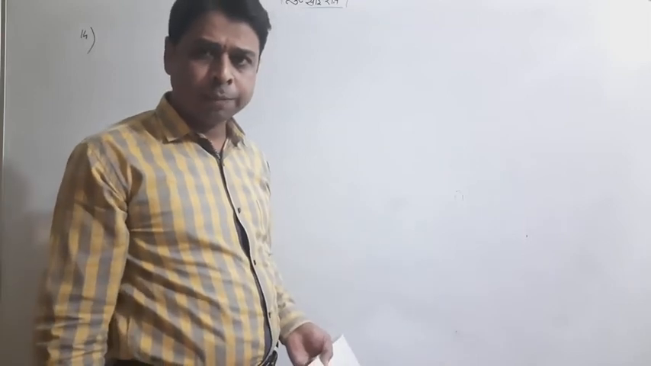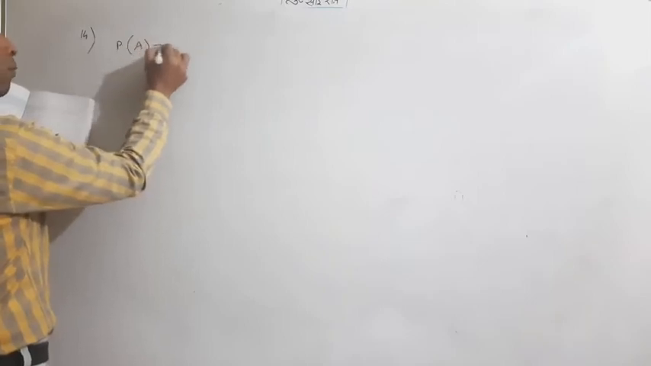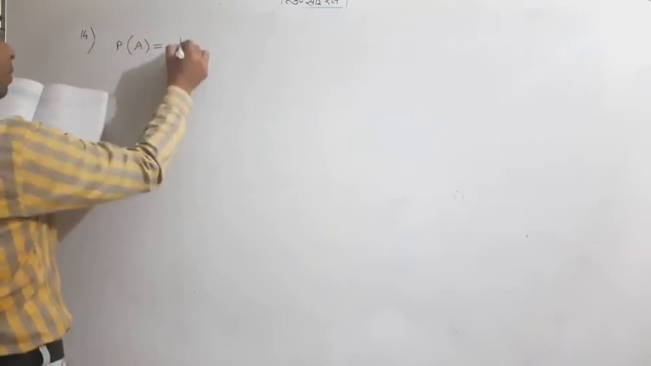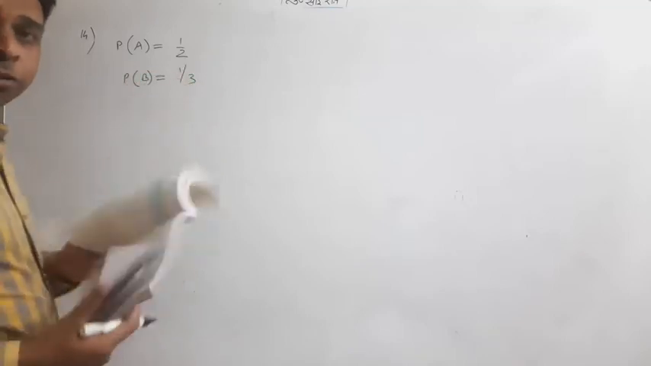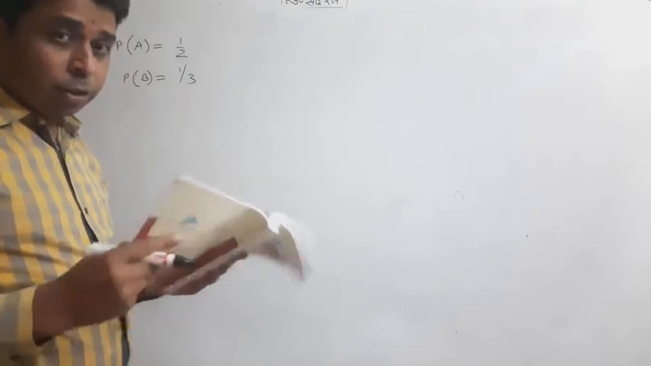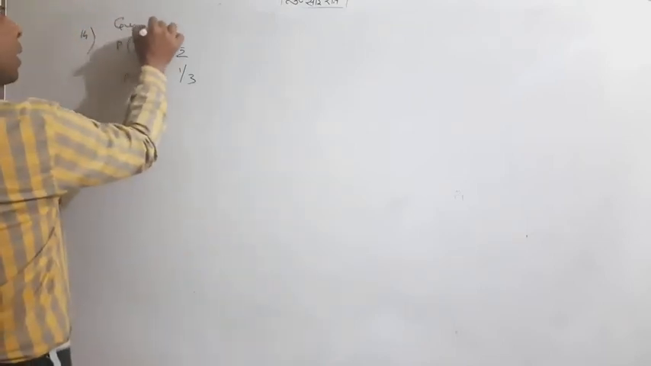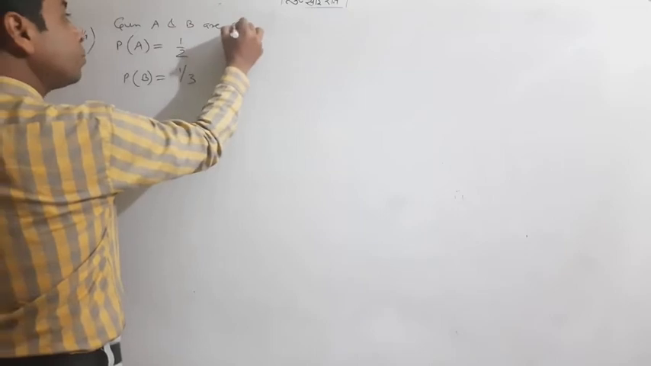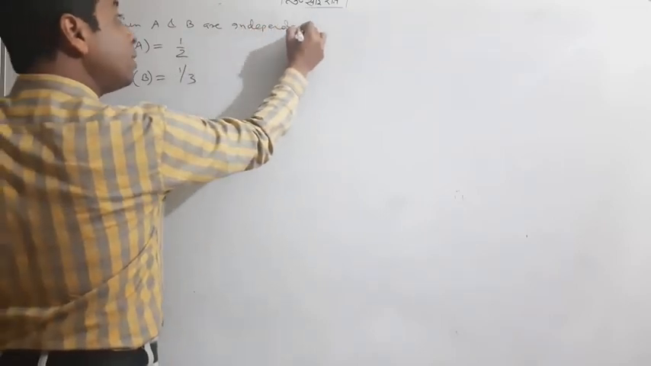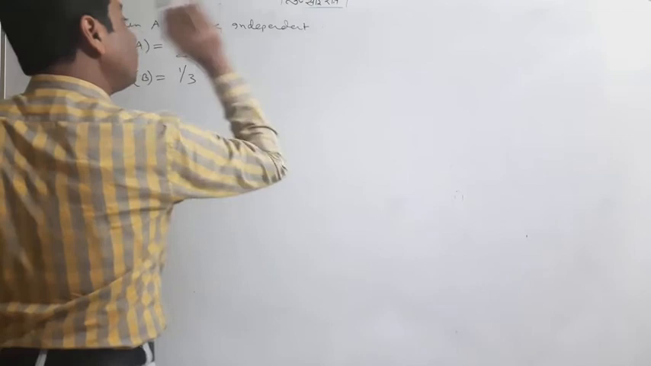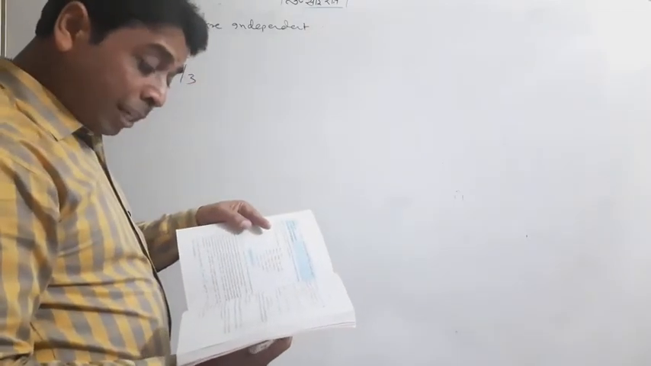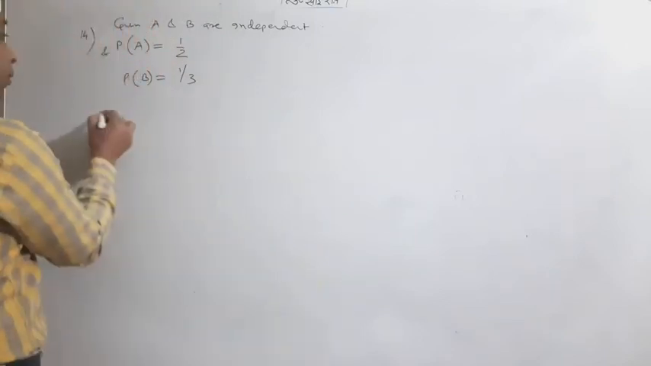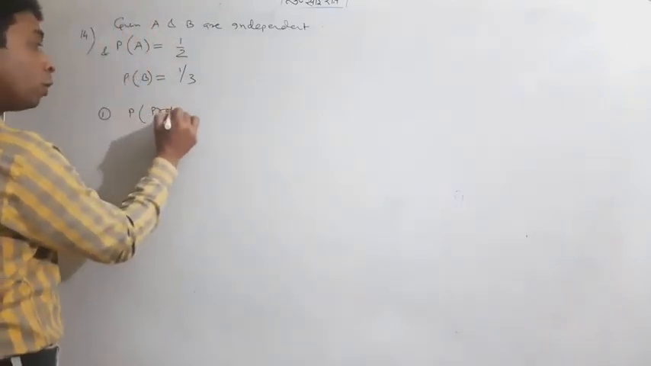Definitely events are independent. So the question says the probability of solving the problem by the first student A is 1 by 2. The probability of solving the question independently by the second student B is 1 by 3. Now look, I tell you that A and B are independent events. I am not saying it; it is already given, independent events, and P of A and P of B are given. What is the question asked? Find the probability that the problem is solved.